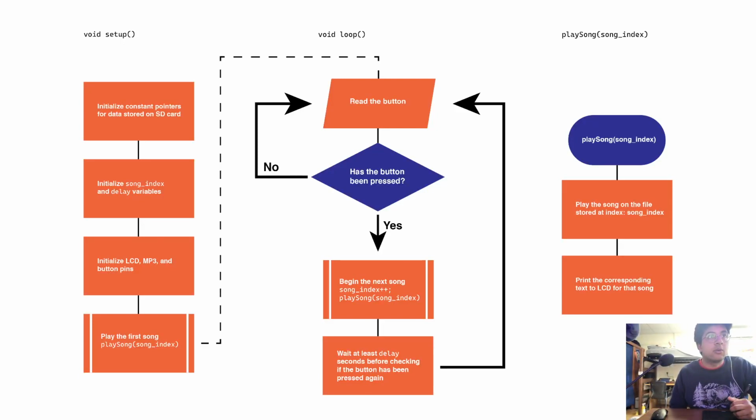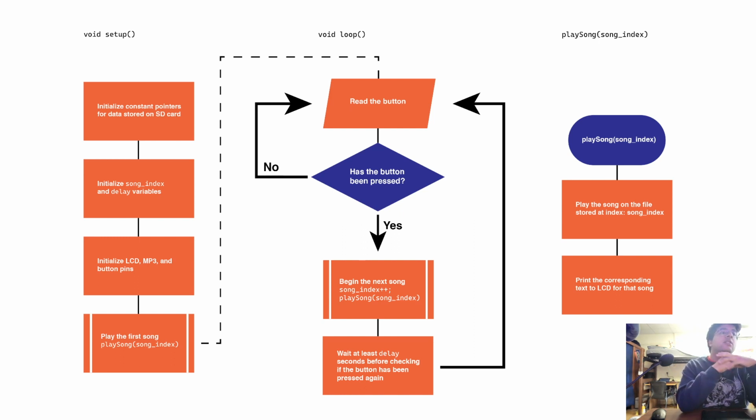So to explain how the code works, we have first the void setup where we're initializing all the function pointers for data on the SD card. So all the data for functions to work with the MP3 player is stored on a micro SD card. Then we're initializing the song index and delay variables.